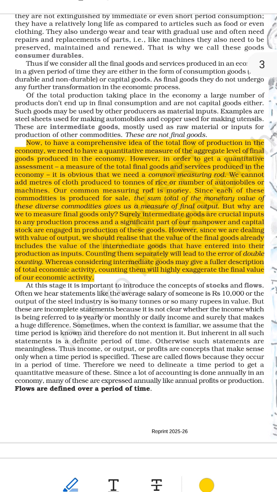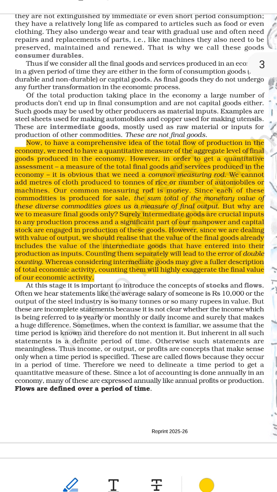Now here's the trick. The cost of flour, sugar, and eggs is already included in the 200 price of the cake. So if you count flour 50 plus sugar 30 plus eggs 20 plus cake 200 equals 300, that's wrong. You're double counting. You're counting the ingredients again, even though they're already inside the cake price. That's why we avoid double counting. We only count the final good, the cake.